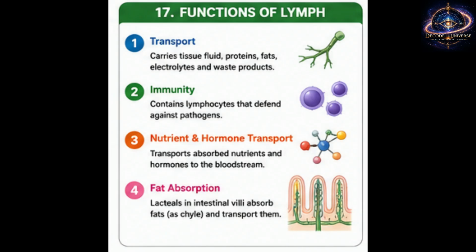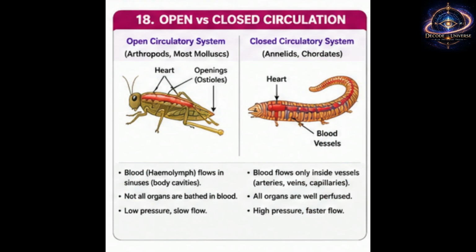AVN, atrioventricular node, located in the lower left corner of right atrium near the atrioventricular septum. AV bundle of His carries impulses from AVN to ventricles. Purkinje fibers spread impulses through ventricular muscles. Normal heart rate is about 70 to 75 beats per minute, average 72 beats per minute.